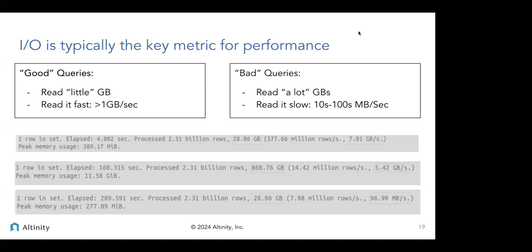Here, for example, the same query was executed in different variants. If you just run the query in the ClickHouse client, after every run it outputs the main statistics. You can see that the first query was executed in 4 seconds. It processed 2 billion records and read 28 gigabytes, with a speed of 7 gigabytes per second.